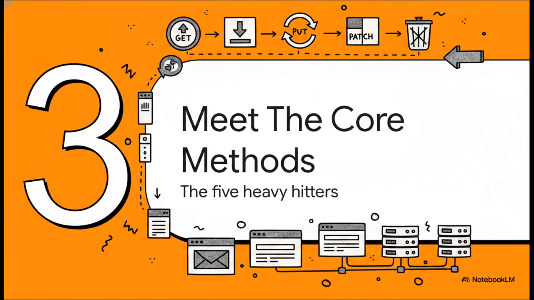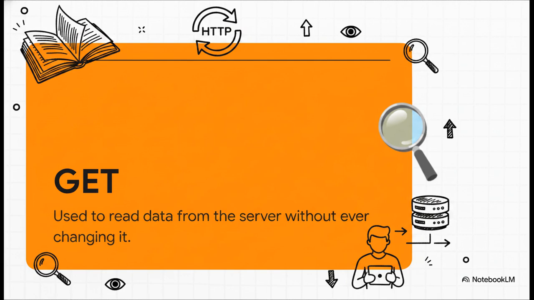All right, Part 3. It is time to meet the core methods. Let's decode this alphabet soup of the web. First up, we have GET. It's pretty straightforward. It simply means, hey, show me this information. We use it to read data from the server without ever changing it. It is the ultimate safe method. You're purely just reading the book.